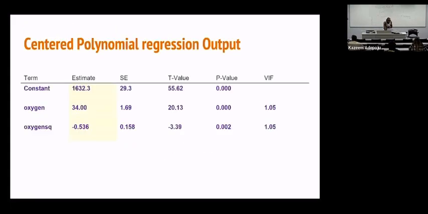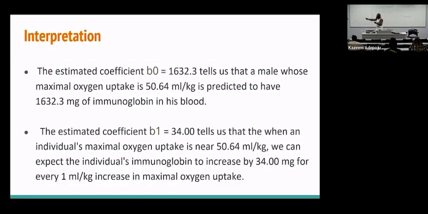Now, how do you interpret the B1? It tells us that when an individual's maximum oxygen uptake is near 50.64, near 50, that is nearing the average, we can expect the individual's immunoglobulin to increase by 34 for every 1 ml per kg increase in maximum oxygen uptake. Take a look at that.